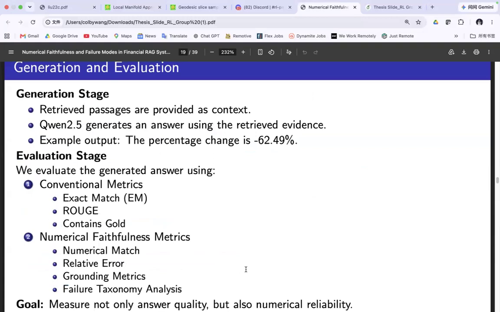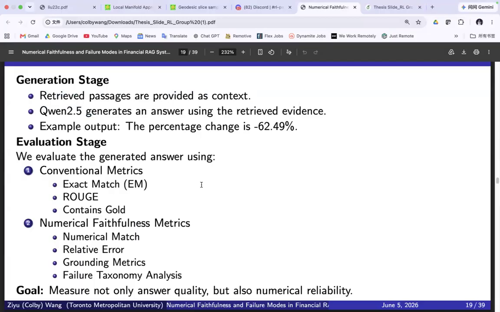And the generation stage is just a regular RAG. We give the retrieved passages to a large language model. Here we just use one that is pretty good to run on a Mac and doesn't use all of the RAM. The example output should be some sort of natural language with numbers.